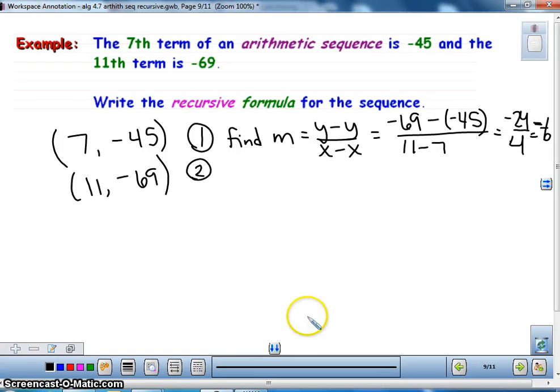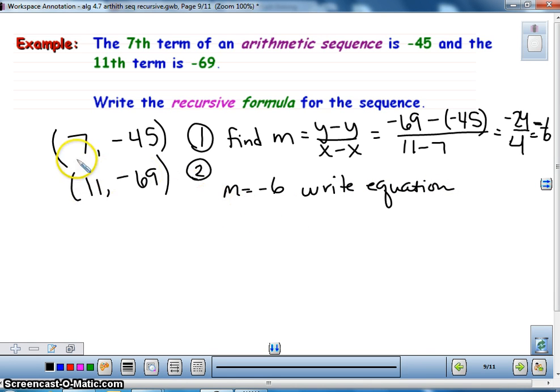We've now found the slope is negative 6. Once we know that our slope is negative 6, we now want to write an equation. Well, the easiest equation to write is to write it in slope-intercept form. So we want to write an equation, because this is very similar to our recursive formula.